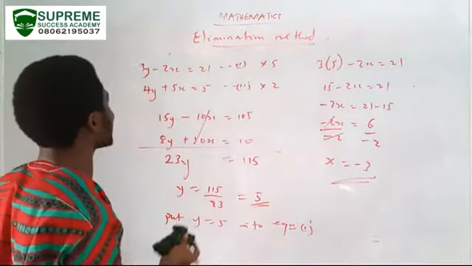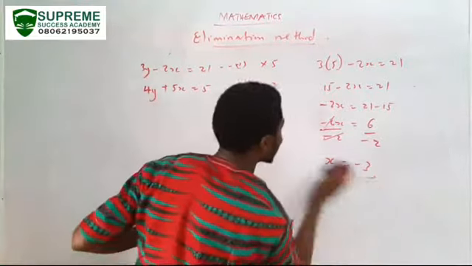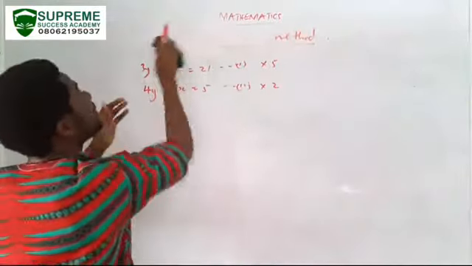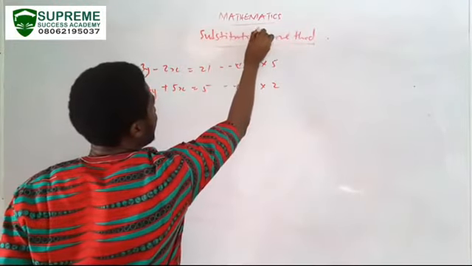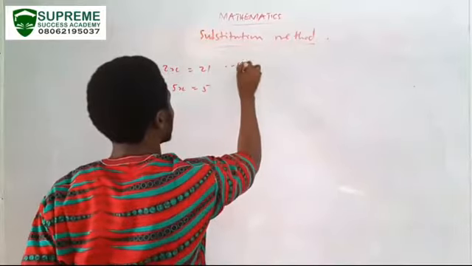Now let us look at the substitution method. How does this one behave also? Let us see. We must have the same answer. Take note, mathematics concept, no matter the number of methods you use to solve, you must have the same answer. Now look at this. We need this one, equation 1, equation 2.